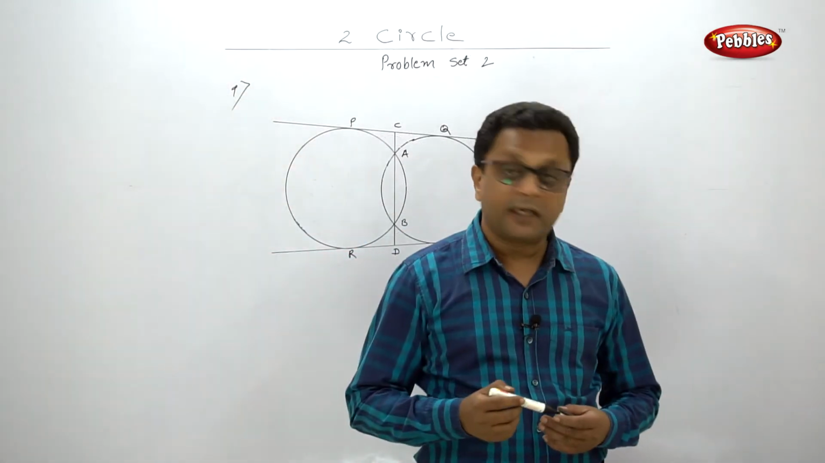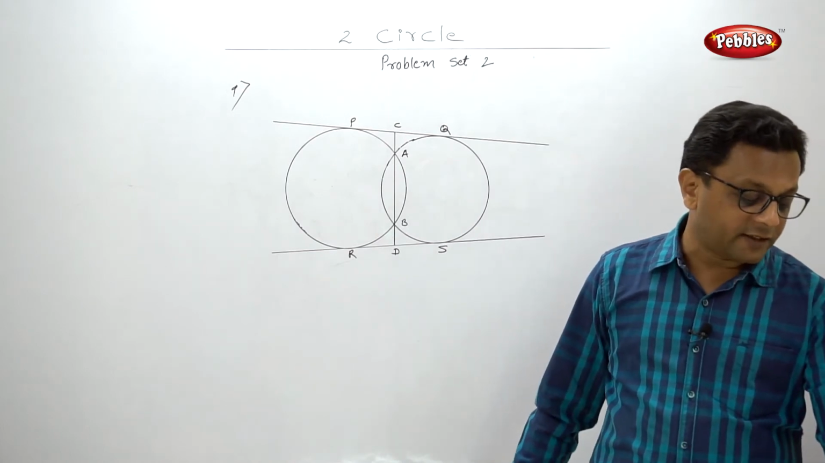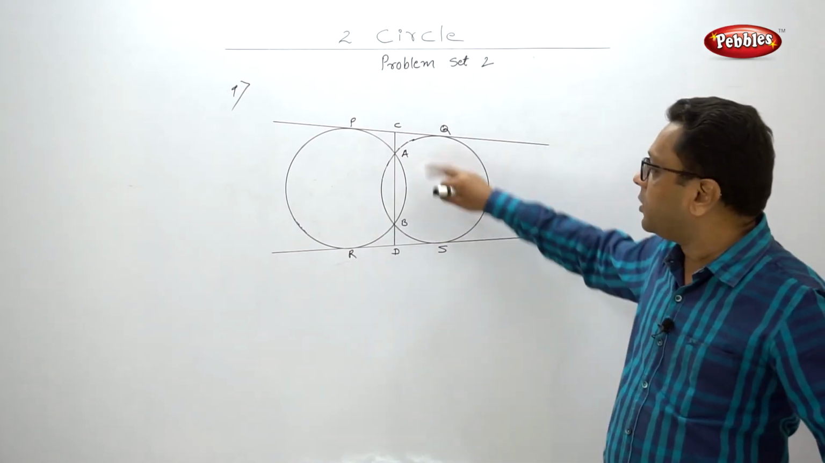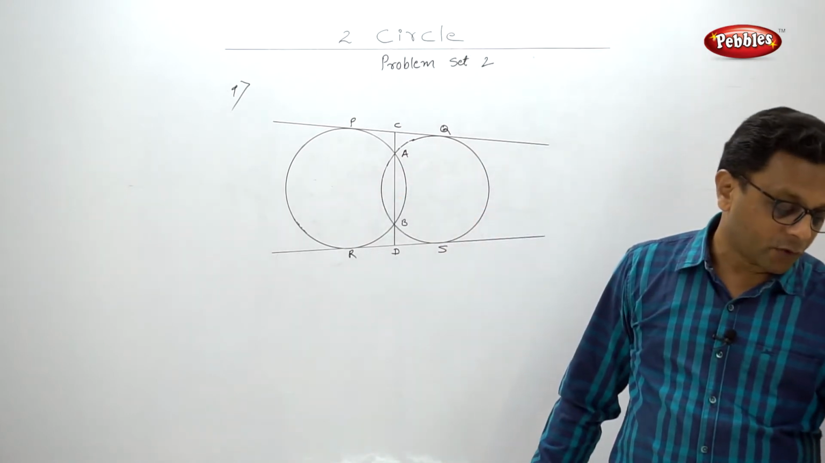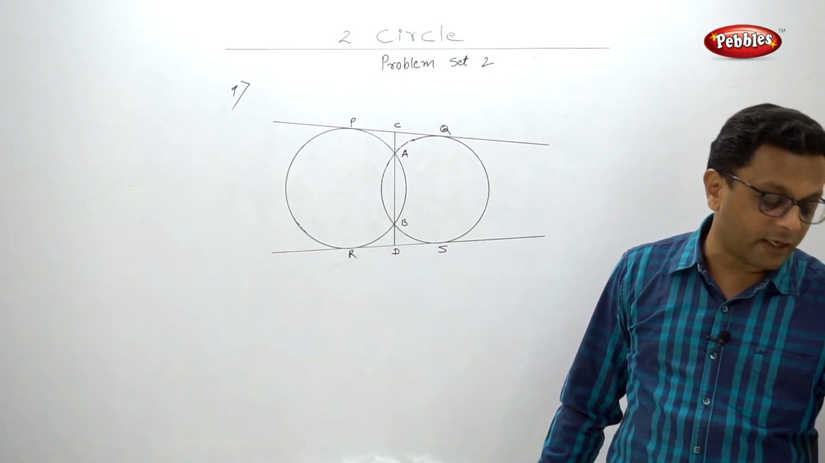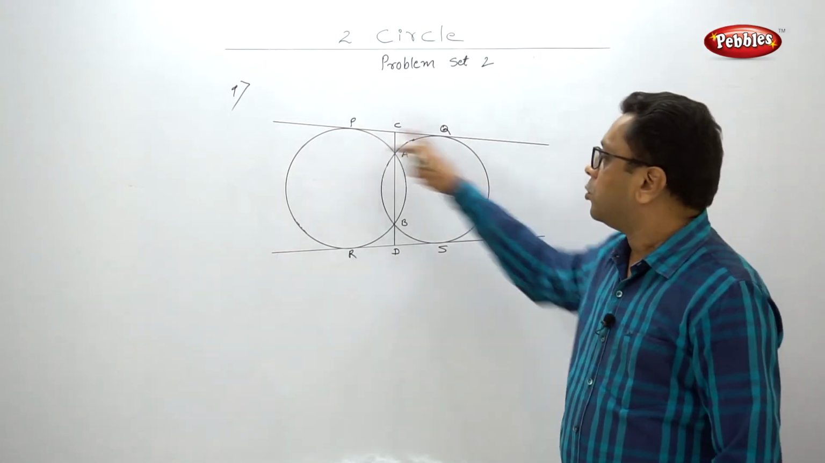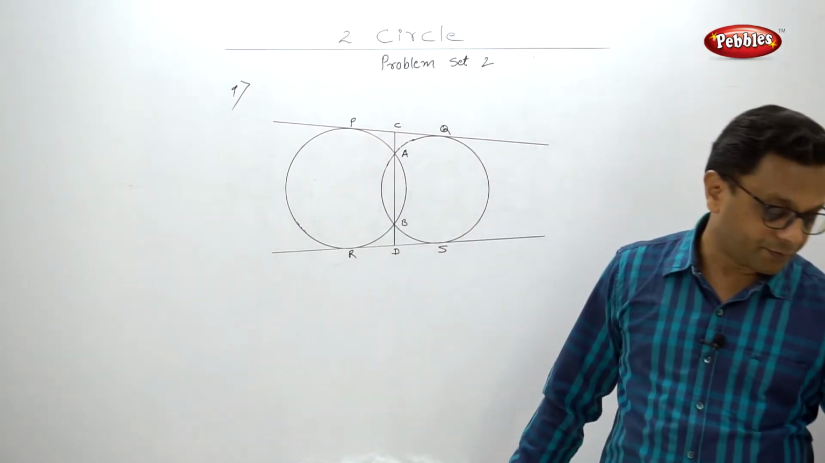Figure is given. Let us read the problem. As shown in the figure, two circles intersect each other in points A and B. In points A and B, these two circles are intersecting. Two tangents PQ and RS touch those circles at points P, Q and R, S.